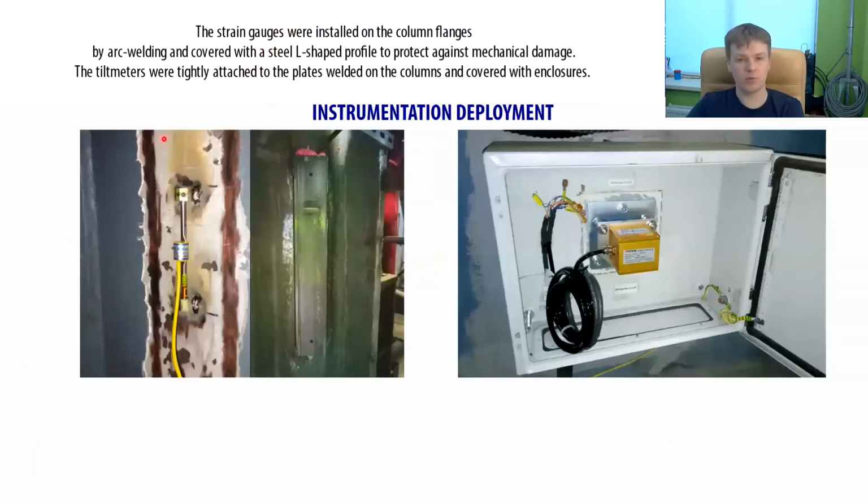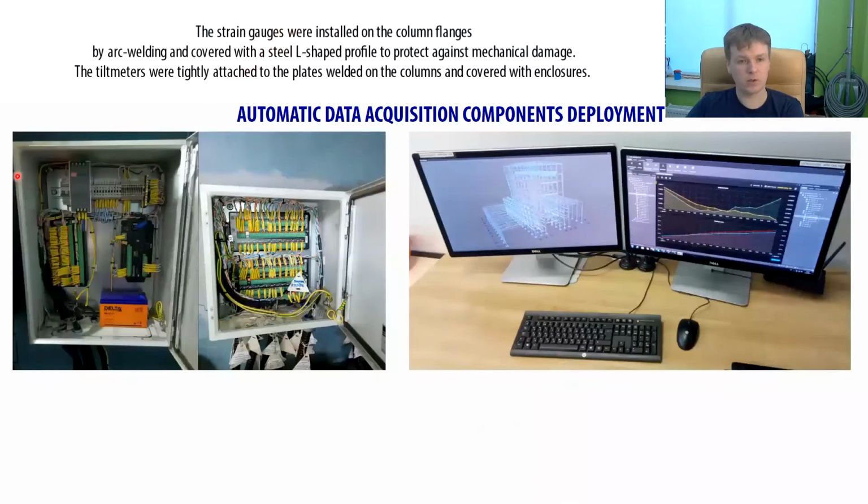The strain gauges were installed on the column flanges by arc welding and covered with an L-shaped profile to protect against mechanical damage. The tiltmeters were tightly attached to the plates welded on the columns and covered with enclosures. The sensors were connected to the automated data acquisition equipment distributed throughout the boiler room. Access to the monitoring data was provided via local and remote workstations.